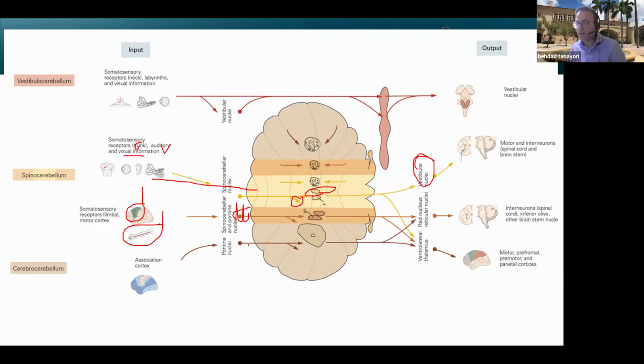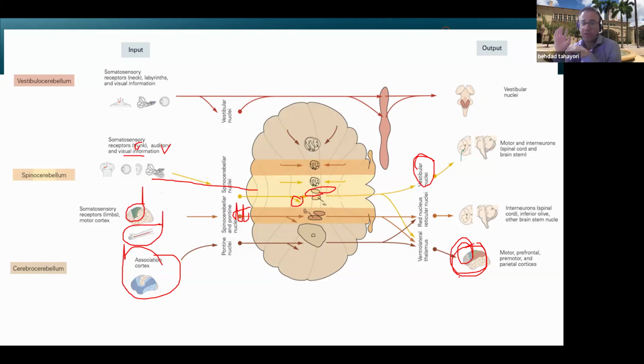And therefore, when we look at the lateral part, which we said phylogenetically is the newest one, it receives from association cortex. It processes the information and then sends it to dentate, and then dentate sends it back actually to our motor cortex, premotor cortex, and parietal cortices. So far, so good. All right, so as you can see, cerebellum does a lot of things. It does a lot of processing and is a very important center.